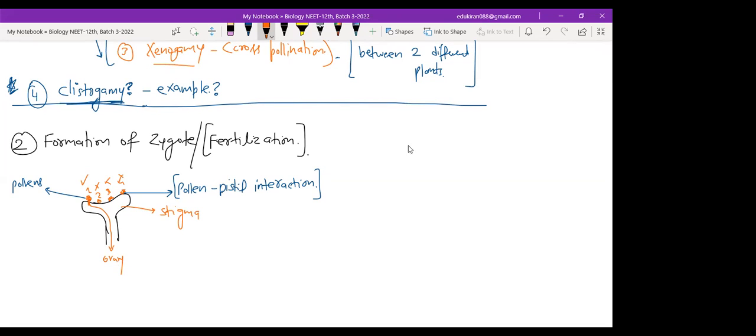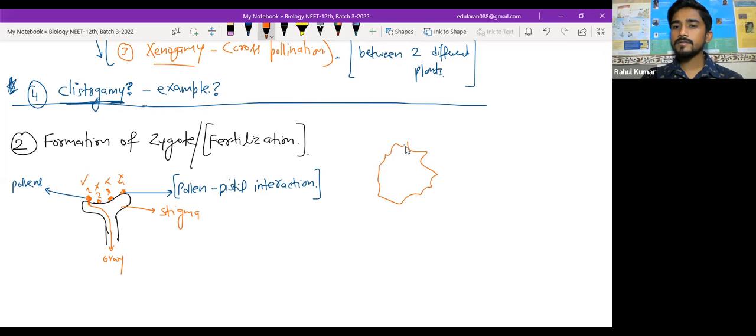Yes, sir. Now, in a pollen, there is this outer layer. I made it very bad. Let me try it again. Okay. And then there is an inner layer.